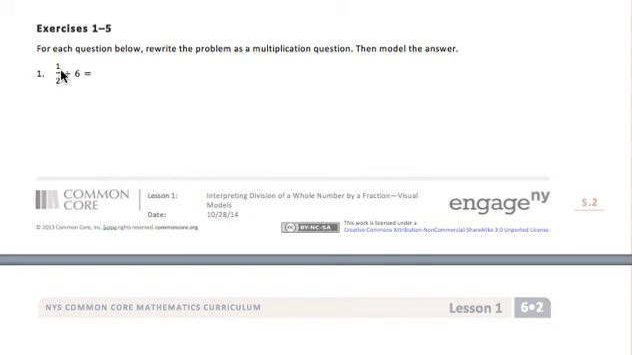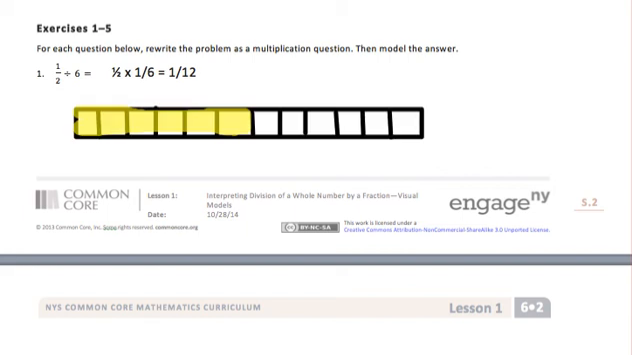So dividing by 6 would be the same as multiplying by 1/6. And 1/2 times 1/6 equals 1/12. Showing the problem visually helps to verify the math.